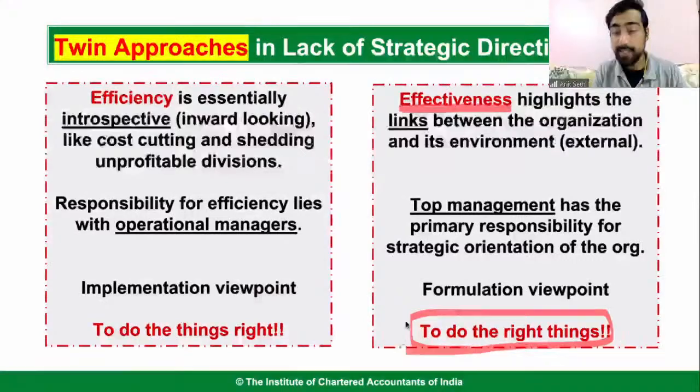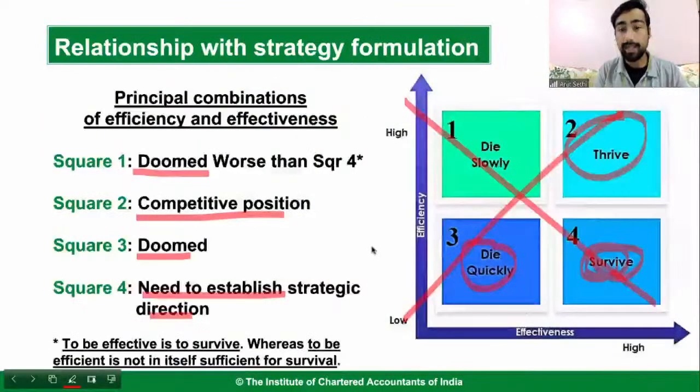Why is it so important to do the right thing? I'll tell you why. Because if you do not do the right thing, you will anyway be doomed. आपको problem आएगी ही आएगी if you're not doing the right thing. Even if you do it in the right way, अगर आप चीज ही गलत कर रहे हैं, that is going to be a problem for your business, right?